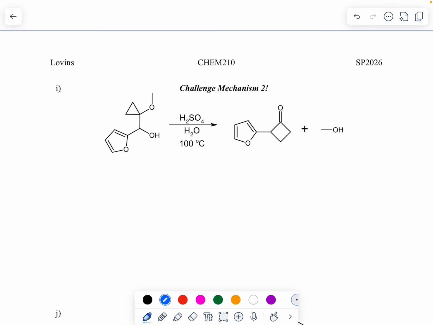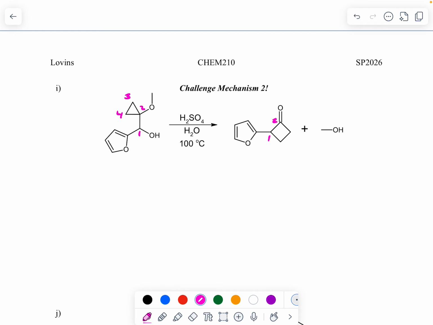Challenge mechanism number 2 is somewhat similar, but this one requires a little bit more in order to actually form the final product. So let's go ahead and let's actually investigate where everything ends up in our final products. Well, if we were to number our carbons, we have 1 here, 2 here, 3, and 4.